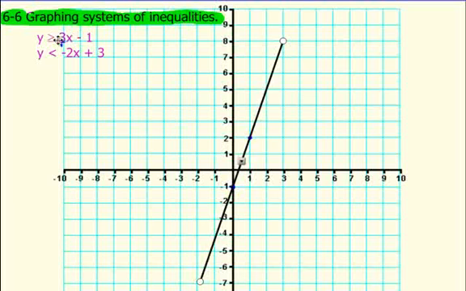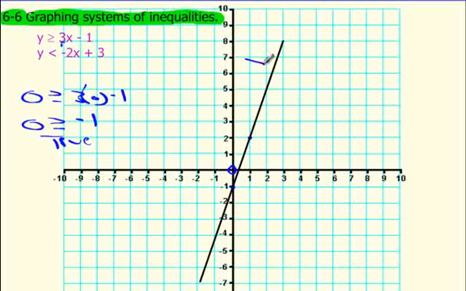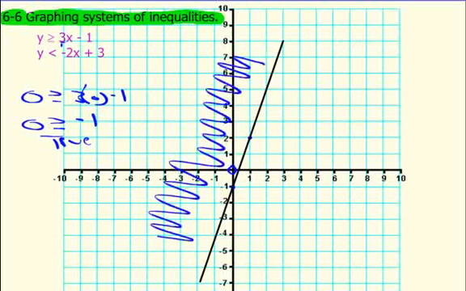Next thing you have is y is greater than or equal to. So I'm going to test a point. I'm going to test 0, 0. So 0 is greater than or equal to 3 times 0 minus 1. 0 is greater than or equal to -1. And that is true. Having nothing is better than being in debt. Alright, so this is the true side. So I'm going to shade to the left just a little bit.